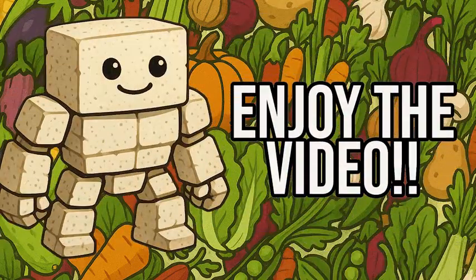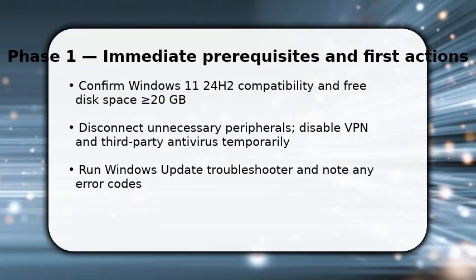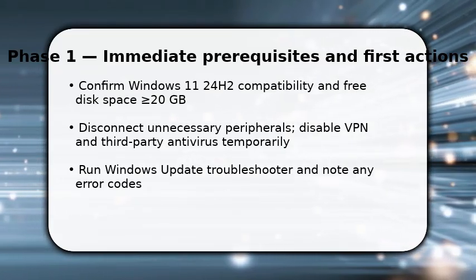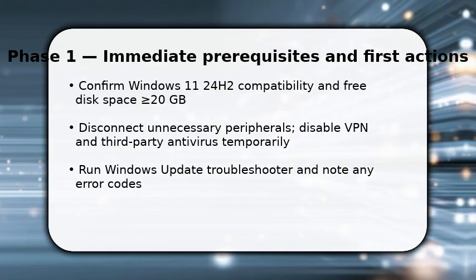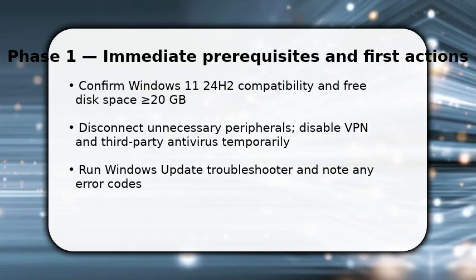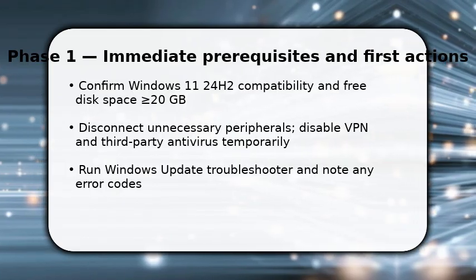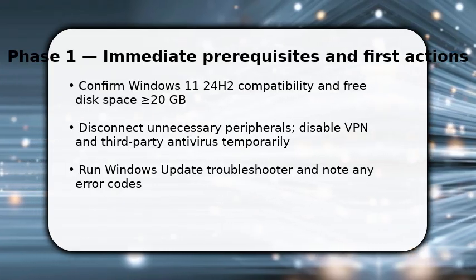Please enjoy the video. You start by validating compatibility and freeing at least 20 GB. This prevents interruptions. Run the Windows Update Troubleshooter now because it identifies registry or service issues automatically. Next, disable VPN and third-party antivirus to avoid network or file locks that block files from replacing.